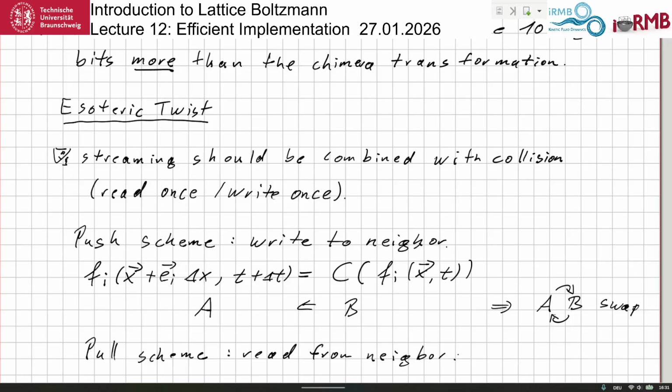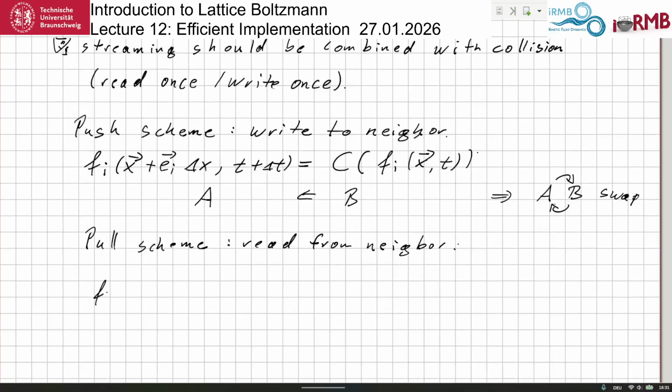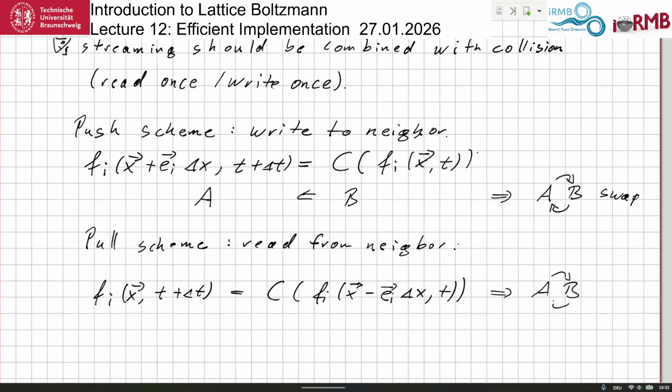Neighbor, so what we do here is we have fi. Now here is only x, t plus delta t, so the next time step. What we do is, when we read the population before the collision, we take them from the neighbor. So we go here now in the negative direction, delta x and delta t. So we read them from the neighbor. This is not what we implemented. And then again, we do the swap between A and B. If not the A, we read from B, and maybe you can decide to define this the other way: you read from B and write to A, maybe.